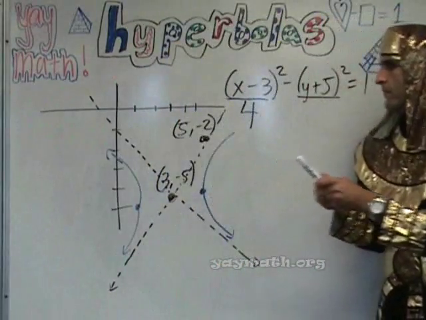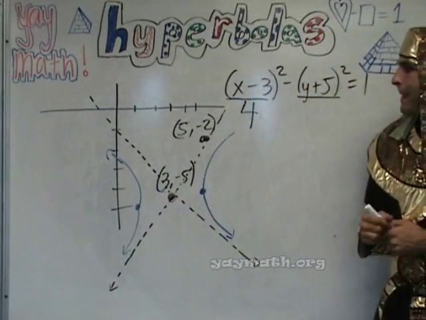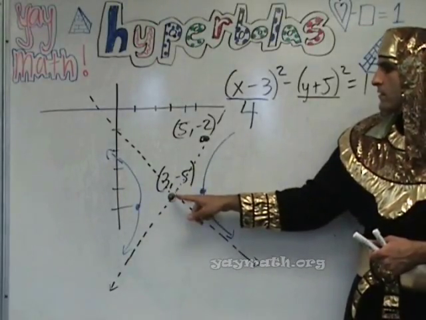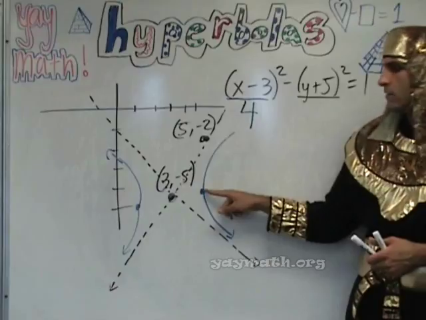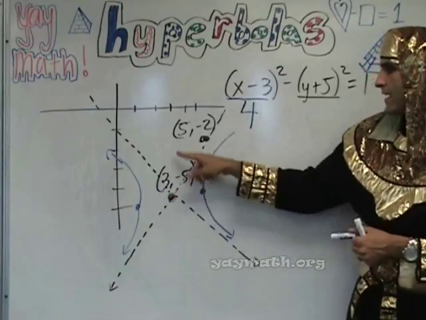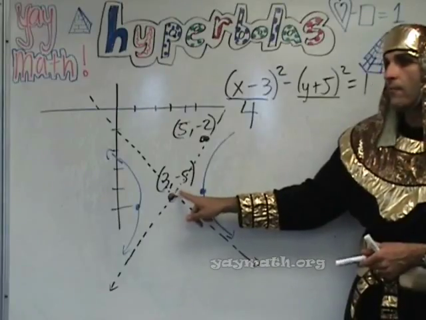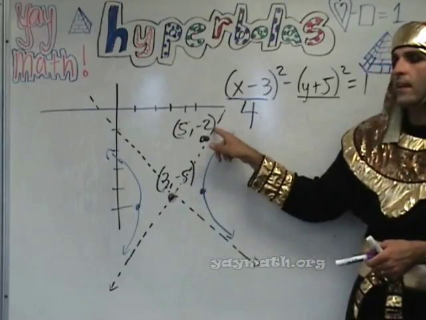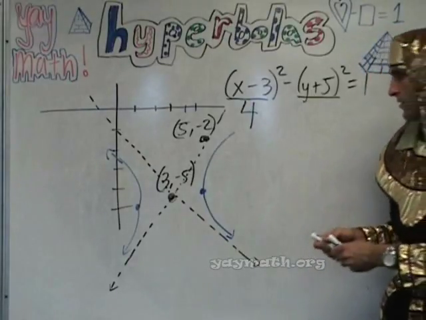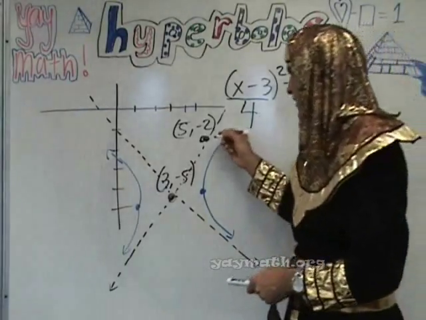Okay. 5, negative 2. That means... how far to the right is this point? 2. And how far up did the asymptote go? Far up, from negative 5 to negative 2. 3. So let's go ahead and make the box for us then.